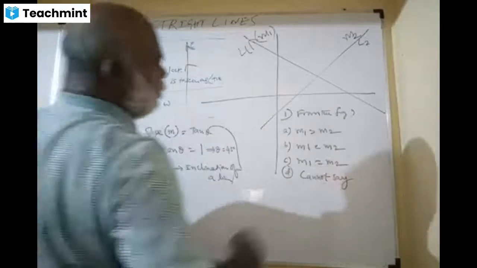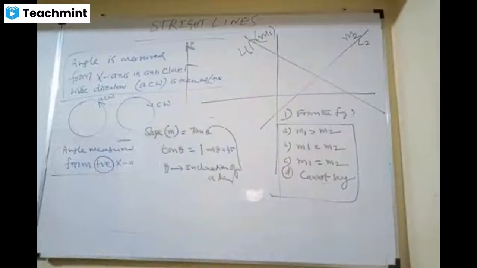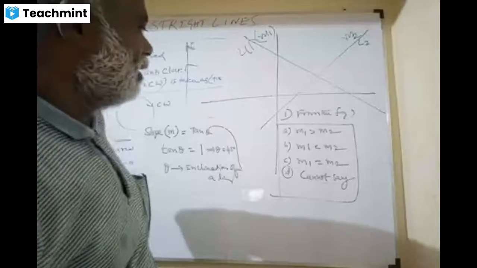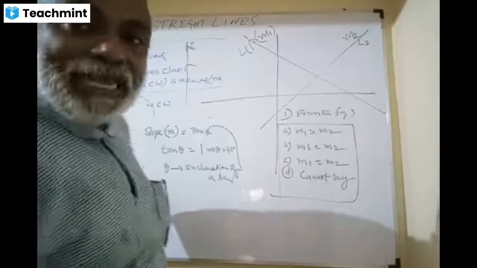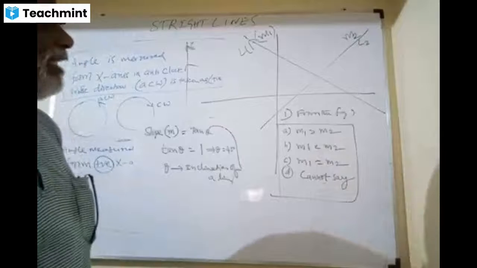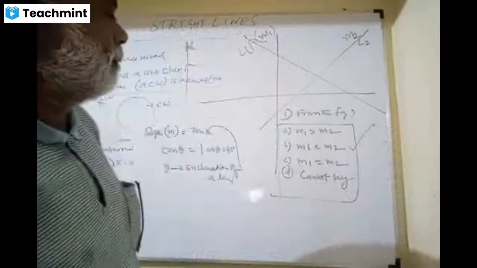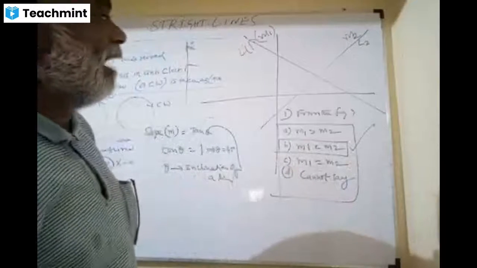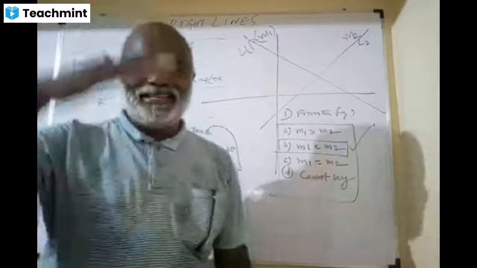Sir, M2 will be greater than M1. Yes. M2 greater than M1. Or M1 lesser than M2. M1 lesser than M2. Who said this? Arpit. Yes, sir. Why, sir? The sign will be minus for M1. Why? The angle will be an obtuse angle, so it will be in the second quadrant.